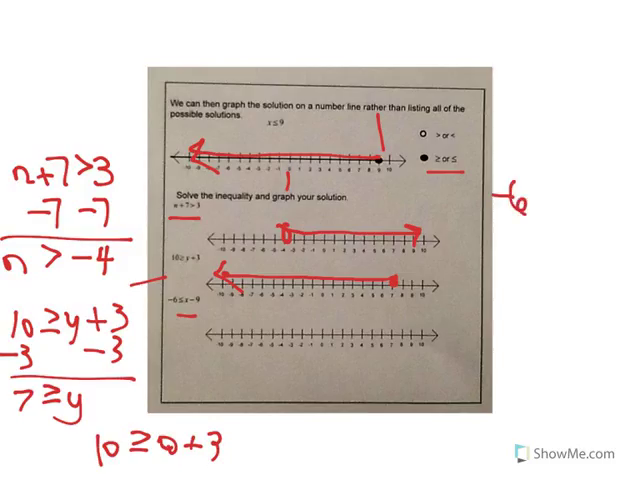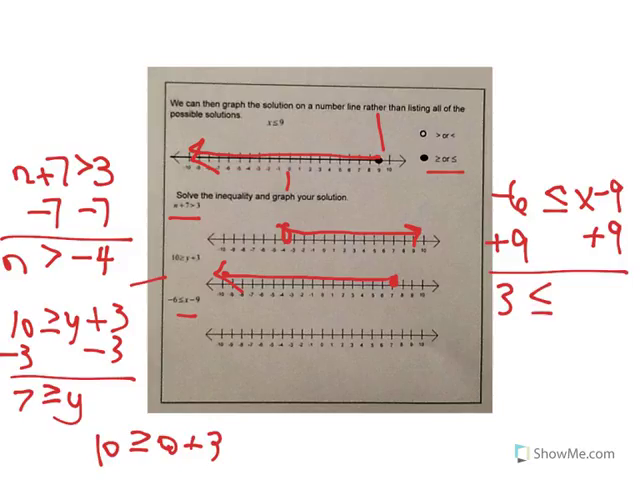Negative 6 is less than or equal to x minus 9. I add 9 to both sides. When we do that, we end up with 3, and that's x. So x is greater than or equal to 3. So I have to go ahead and do the colored in circle, and so x is greater than or equal to 3, so I make it go that way.